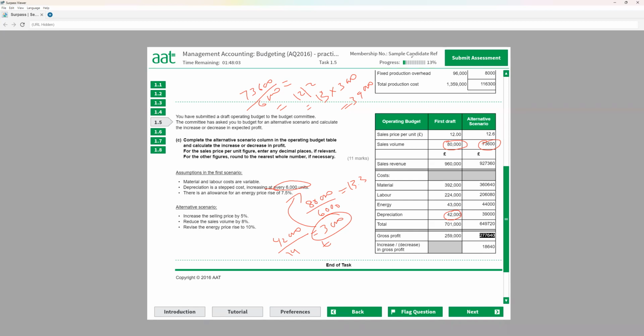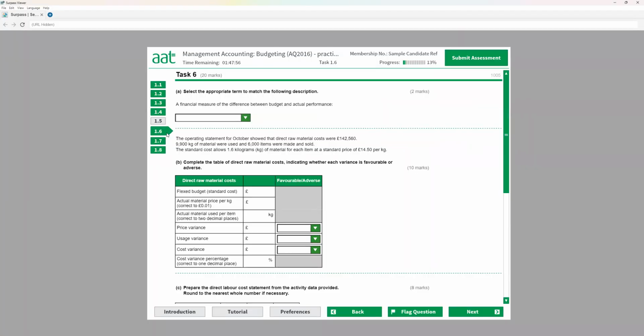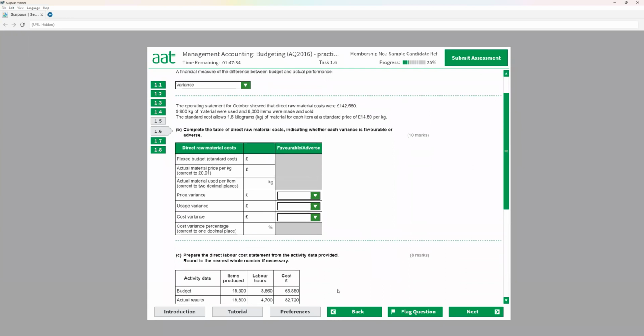All right, very good. So let's move to our next one. We have question number 6, and this question is from variance analysis. Let's quickly have a look at this question. Select the appropriate term to match the following description. A financial measure of the difference between the budget and the actual performance is variance. Remember that the difference between the budget and the actual is called variance analysis.